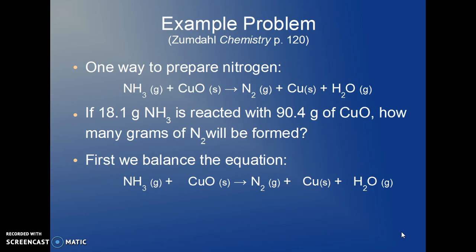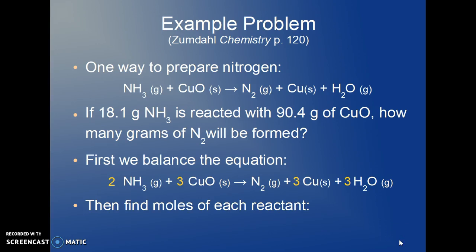Well, first you need a balanced chemical equation, and so we double the ammonia to take care of the nitrogen gas. We triple the copper-2 oxide to give us enough oxygen. We then have to triple the metal copper moles, and we have to triple the amount of water to handle all of the hydrogen.